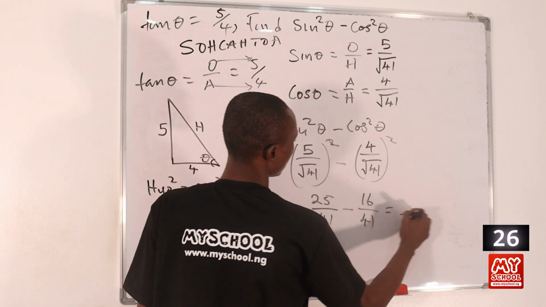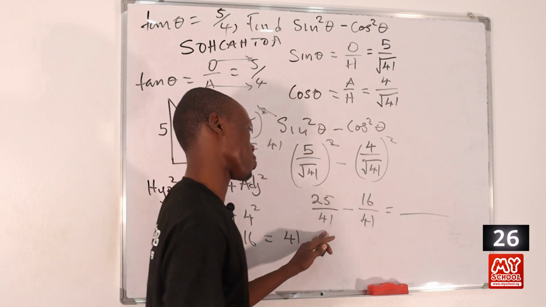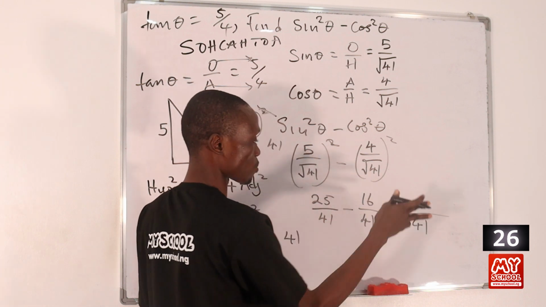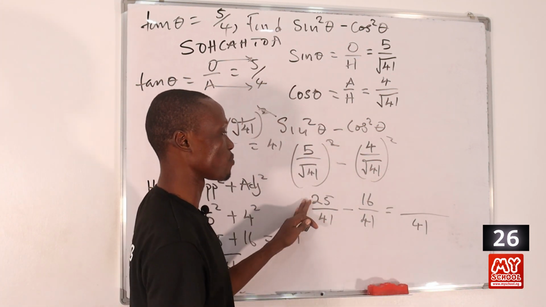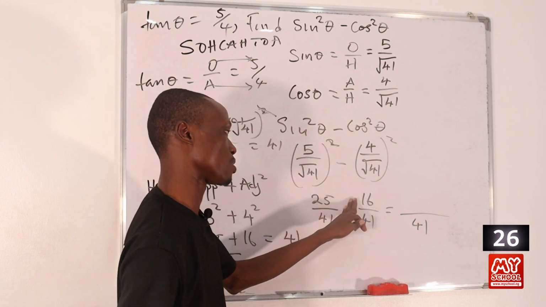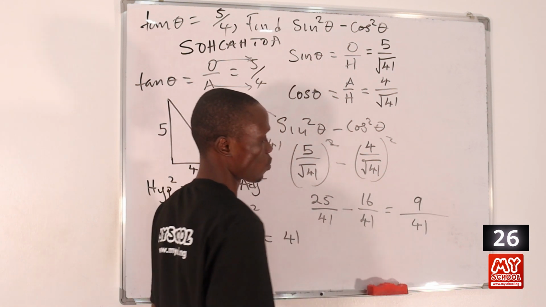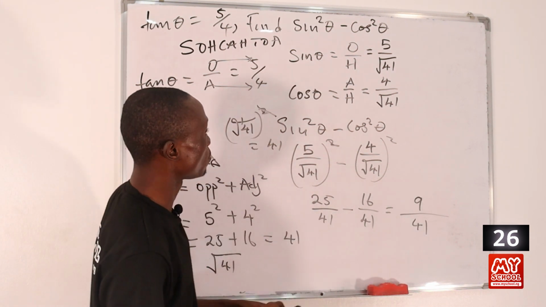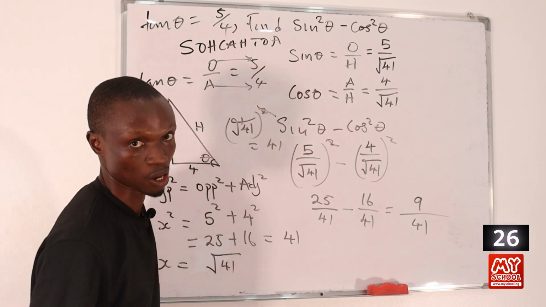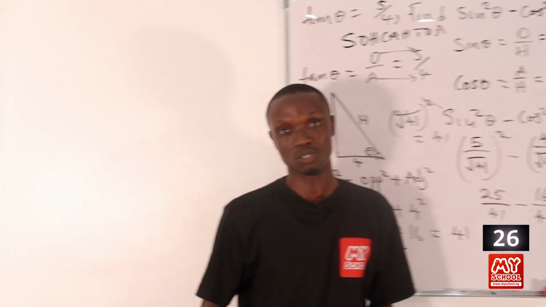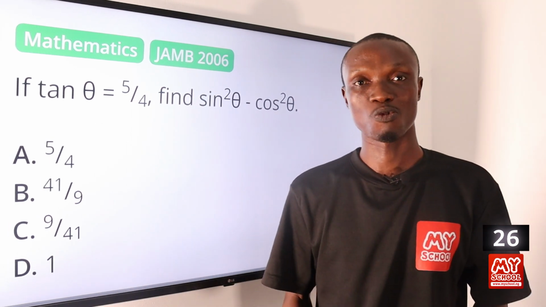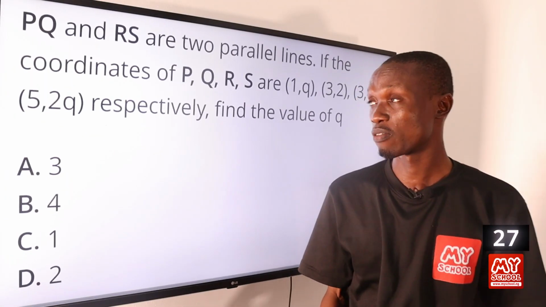Since the denominator of this fraction is the same, we don't need to bother with finding the LCM. The LCM is simply 41. So we just subtract the numerators. In this case, we'll be having 25 minus 16, and that will be equal to 9. So the value of sine squared theta minus cos squared theta is equal to 9 all over 41. So let's return back to the screen to pick the correct answer to this question, and that is option C, 9 over 41.